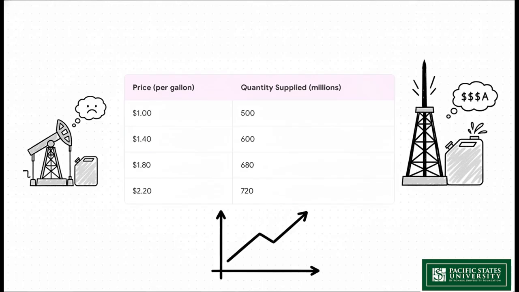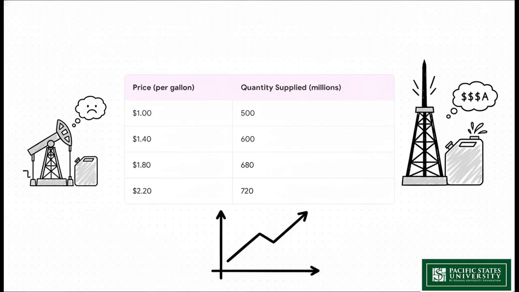At a rock-bottom price of $1 per gallon, producers are only willing to supply 500 million gallons. Why? Because the profit margins are just too incredibly thin to justify running their refineries at maximum capacity. It's not worth the wear and tear. However, as the price of gasoline rises up to $2.20, oil companies suddenly see massive dollar signs. They are heavily incentivized to ramp up all their operations, providing a much higher quantity of 720 million gallons.